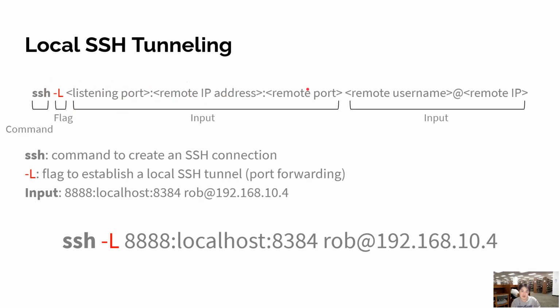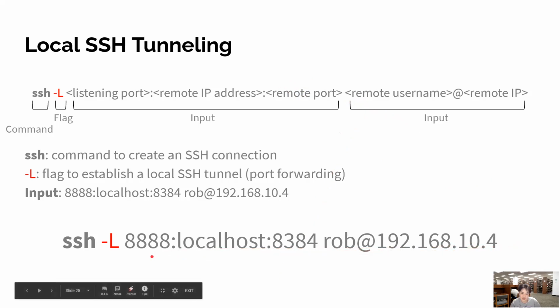It's running on localhost. So you can put 127.0.0.1, but it's the same thing. Localhost is easier to type. Since the remote port that's being accessed on the server is 8384, that is what you would put here. And the next input would be the remote user at the remote IP. So this is what the command looks like overall.